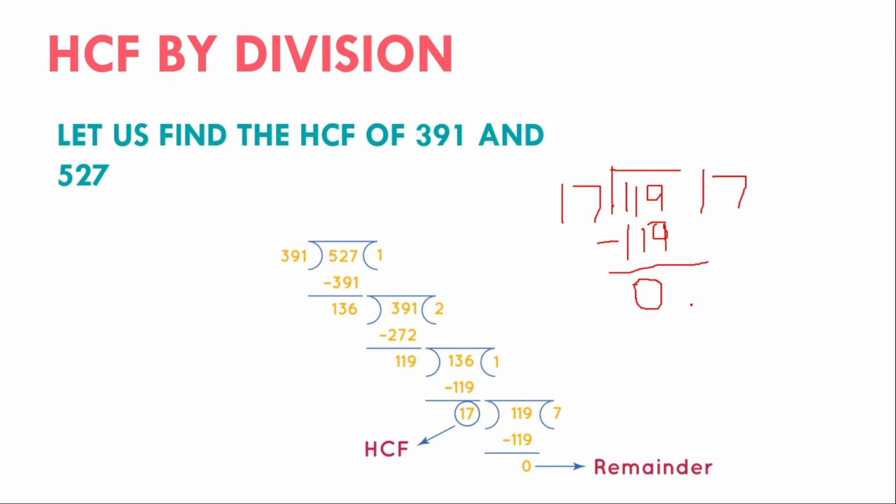So we have finished our division, and the HCF will be the last divisor we used. That means before we got 0 as the remainder, whichever divisor we were using, that divisor will be the HCF here. So the last divisor which we had was 17. So 17 will be the HCF.